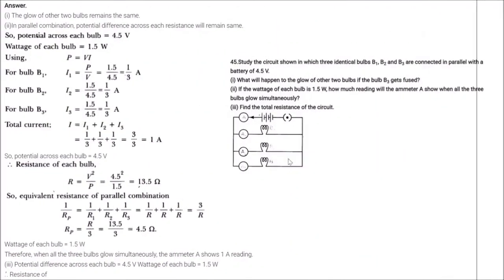So this is the circuit. First of all, what will happen to the glow of the other bulbs if the bulb B3 gets fused? The glow of the other 2 bulbs remains the same because they are in parallel. Second, the wattage of each bulb is 1.5 watt. How much reading will the ammeter A show when all the 3 bulbs glow simultaneously? The potential difference across each, because they are all in parallel, will be 4.5 volt.